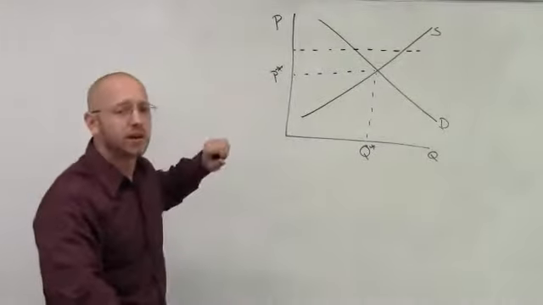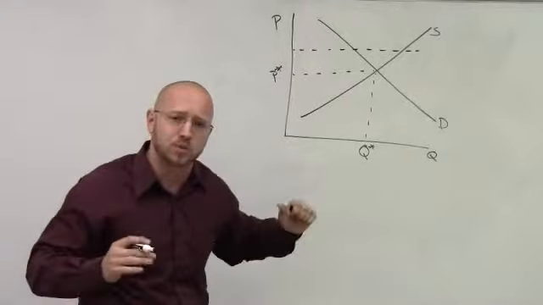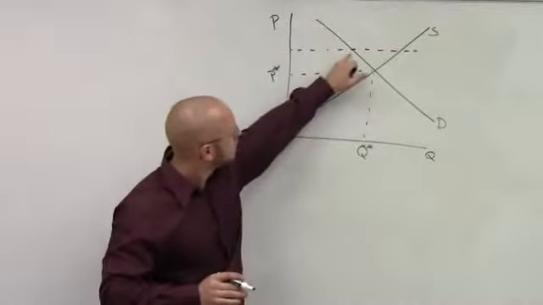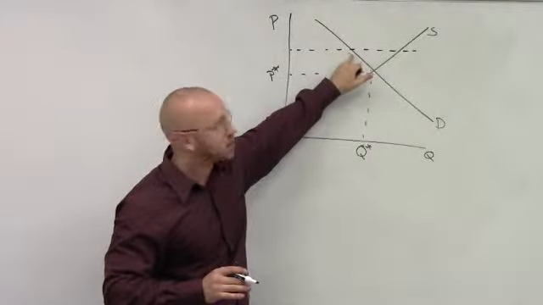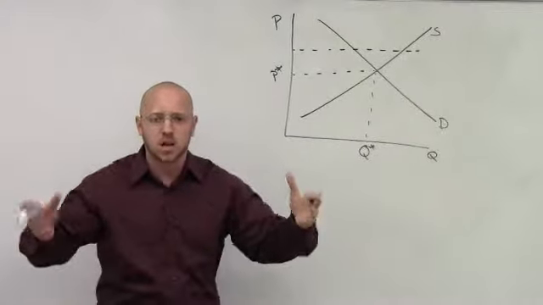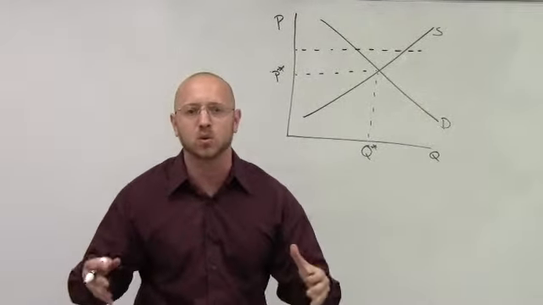Let's say price was up there. Let's say price was higher than the equilibrium price should be. Well, what's going to happen is supply and demand. People are only demanding this much, but suppliers are supplying this much. There's a surplus, right? There's more goods in the market than people are willing to buy.